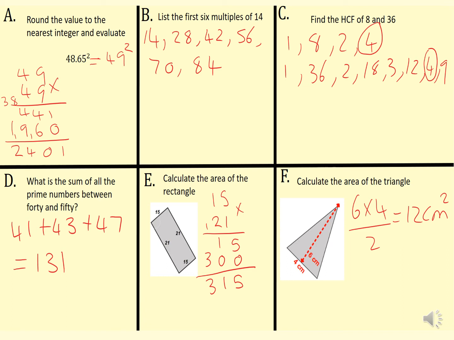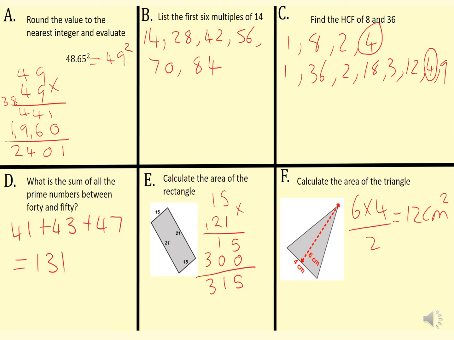For question D, first of all, you list the prime numbers between 40 and 50, which are 41, 43, and 47, and you add them all up, because the question is asking for the sum of those prime numbers, which means addition. For question E, for finding the area of a rectangle, you need to times width and length. So you times 15 by 21 and you use your column multiplication to do that.